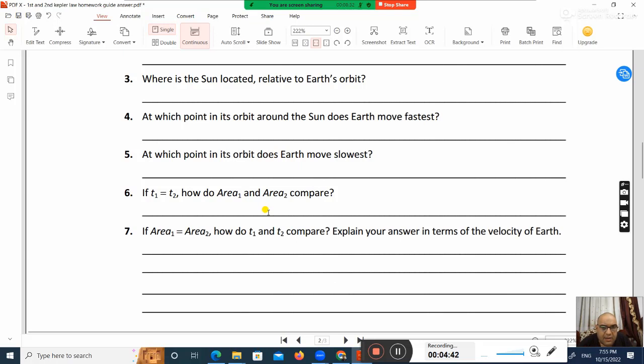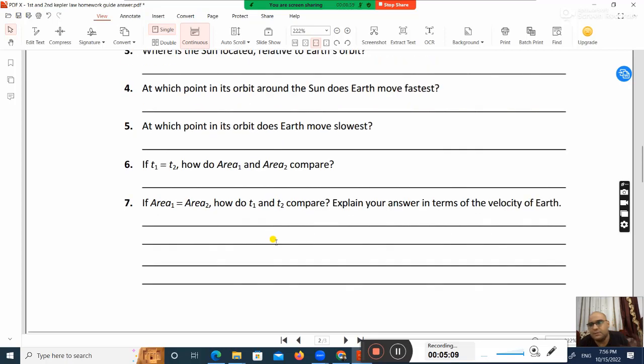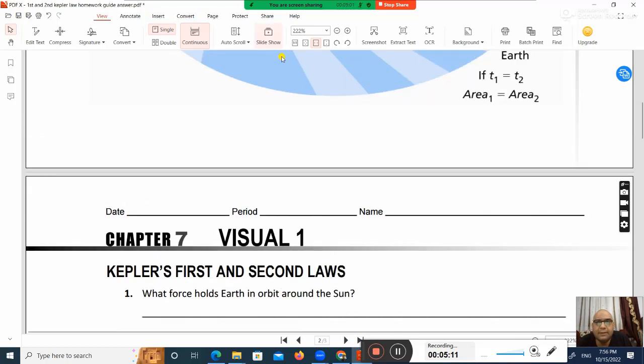Next question. If area 1 equals area 2, how do T1 and T2 compare? We said it before. Velocity changes by changing the gravitational force to provide equal distance covered, equal areas covered from the sun. So we're done with the first homework. Let's see the second one.